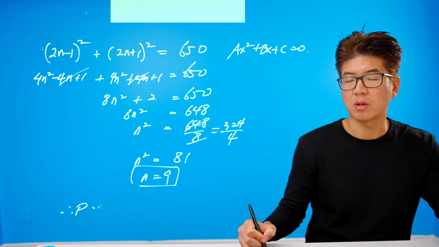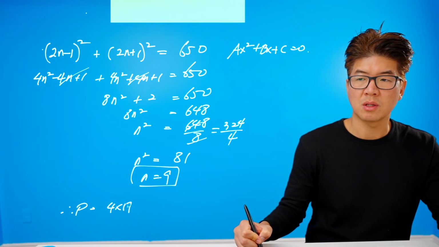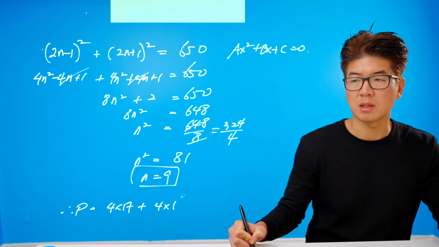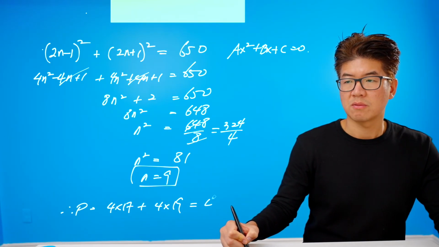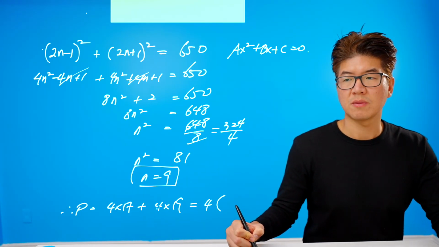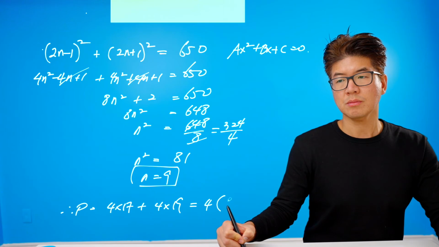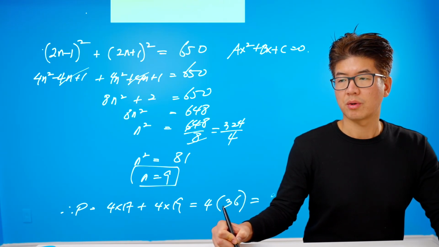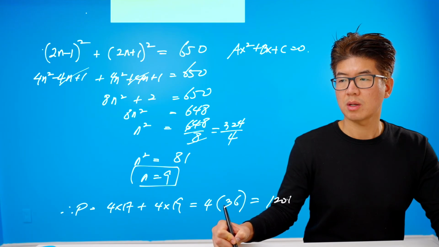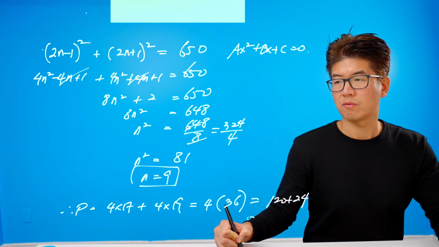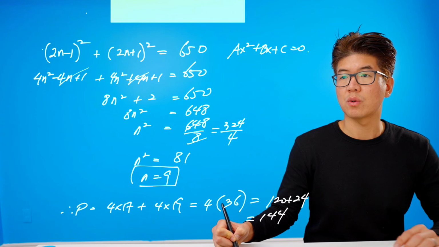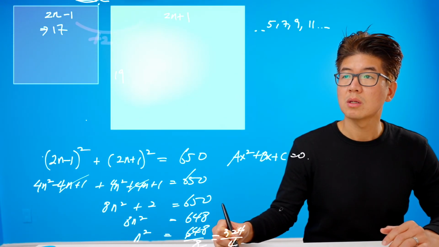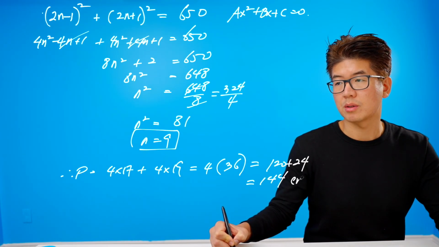And finally the perimeter. Therefore, the perimeter is 4 times 17 and 4 times 19. So that's 4 groups of 17 plus 19. What is that, 36? So that's 120 plus 24, 144. Was there a unit? Centimeters. So this is 144 centimeters.